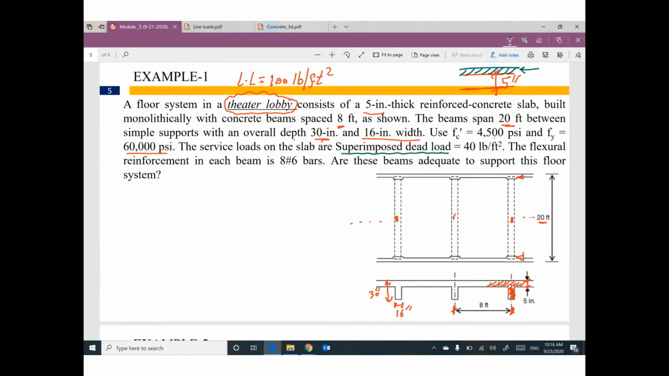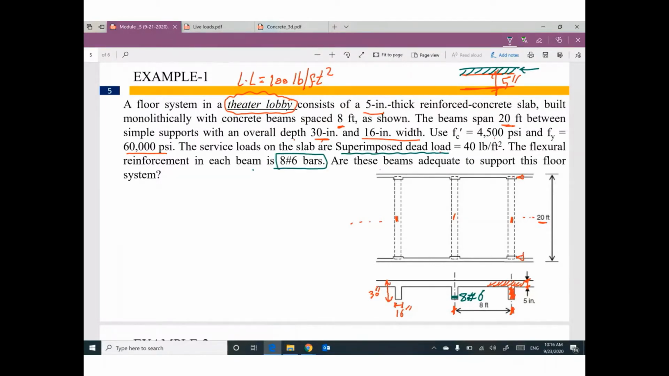The flexure reinforcement in each beam is 8 bars, number 6. So 8 as a number, size number 6 bars. So each beam has 8 number 6 bars. So I can figure out the area of steel in each beam.